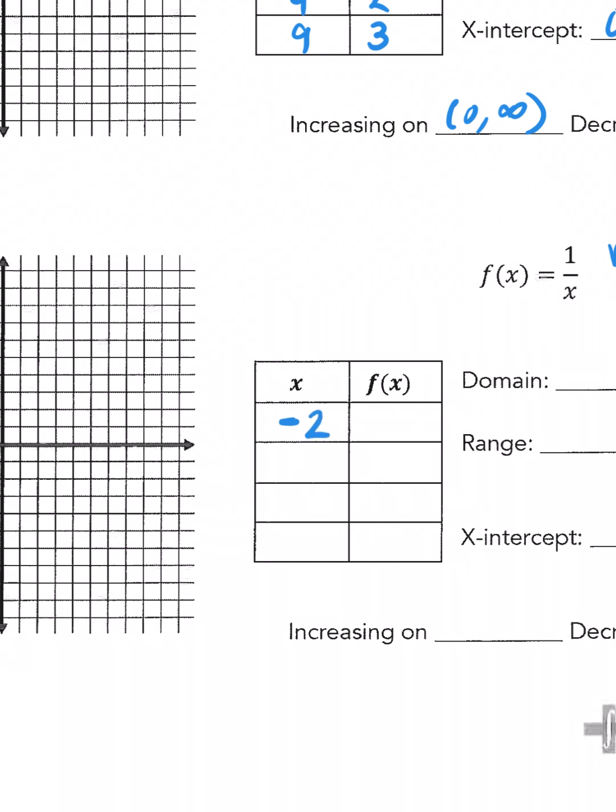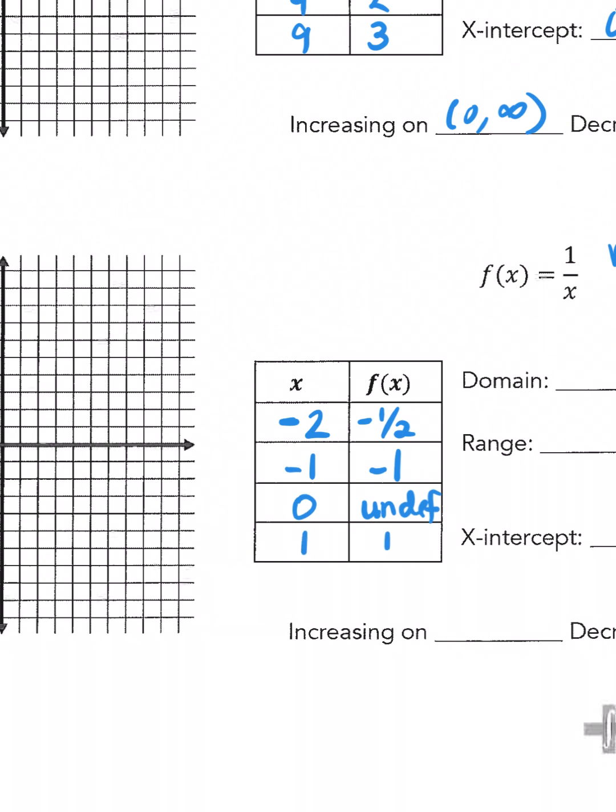If I plug in -2, what do I get out? Yeah, -1/2. If I plug in -1, what do I get? -1. If I plug in 0, what do I get? 1 divided by 0 is what? Undefined. It is undefined there. It means there is a vertical asymptote there, doesn't it? So there is no value at 0.